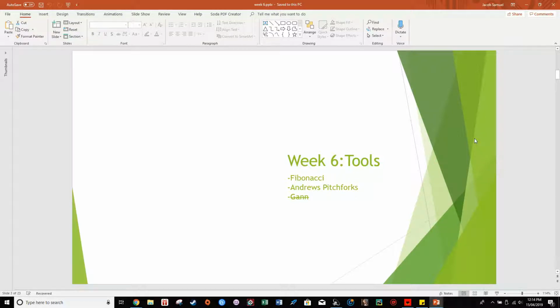Right, so week 6, we're going to be covering tools. Tools is probably one of the most interesting things that we'll do throughout this entire course. We're going to be covering 2 sections: Fibonacci and the Andrews Pitchfork series. You might notice that Gann is also up there as well, but it has a line through it.